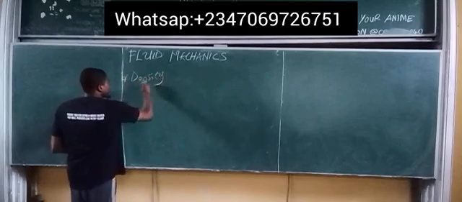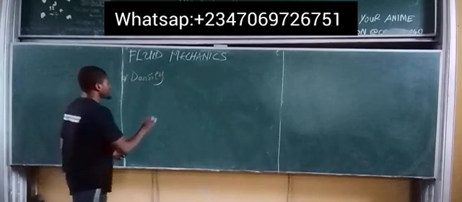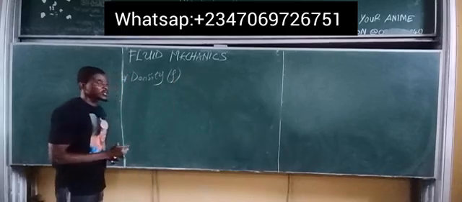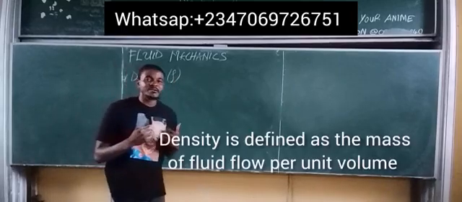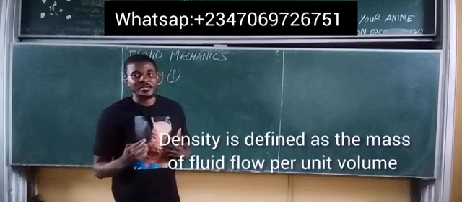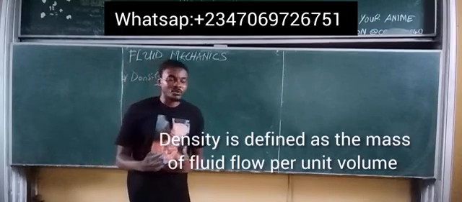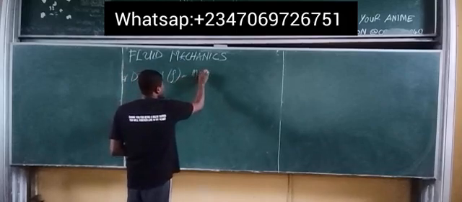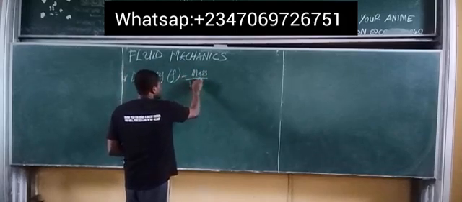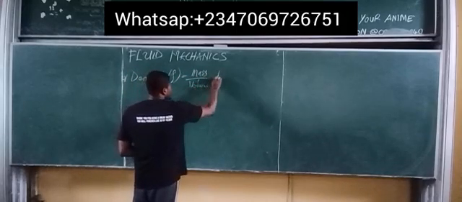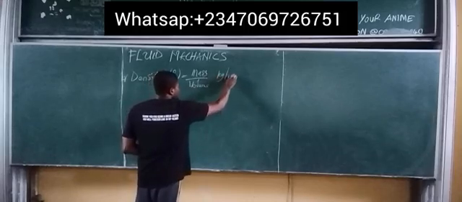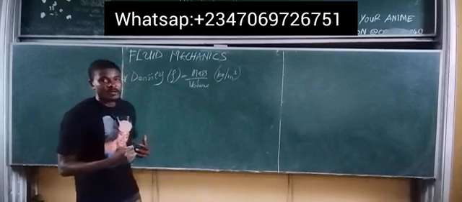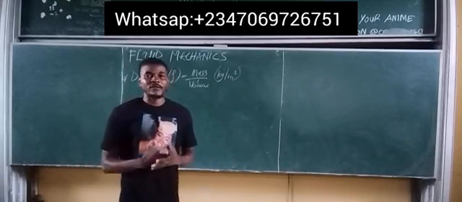As we all know, density is symbolized by the Greek symbol rho, and it is simply defined as the mass of fluid within a given volume of the fluid. So mathematically, density is simply equal to mass over volume. The unit is simply kilograms per meter cube. So density is simply the mass per unit volume of the fluid.